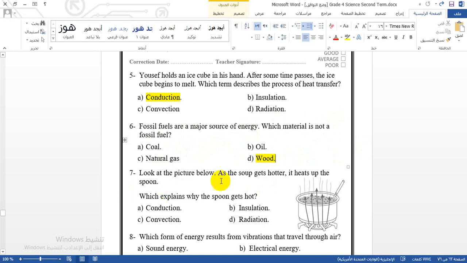Okay, look at the picture below. As the soup gets hotter, it heats up the spoon. So this is an example of what, guys? Because there are two objects touching. So for that reason we call this one what? Conduction. Okay, I have to select this one, conduction.